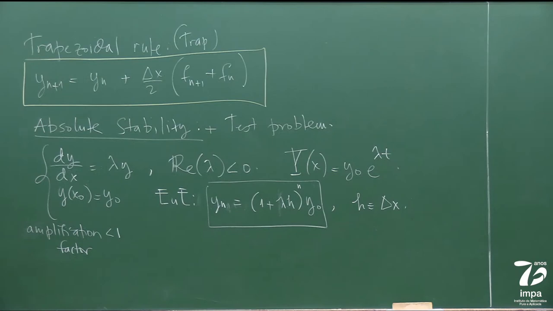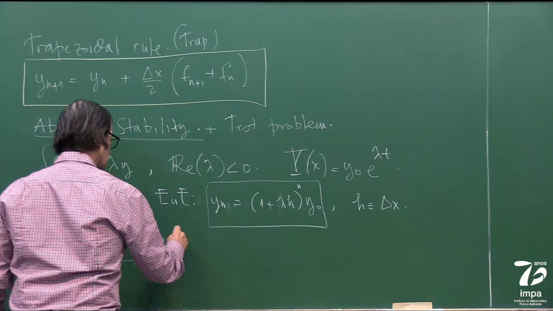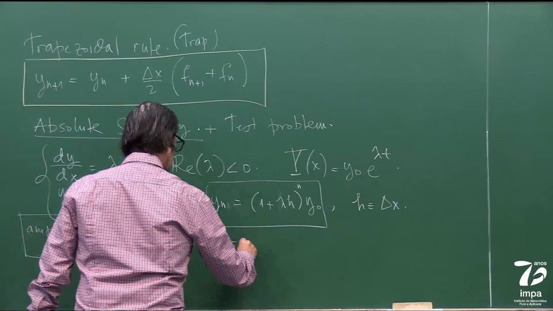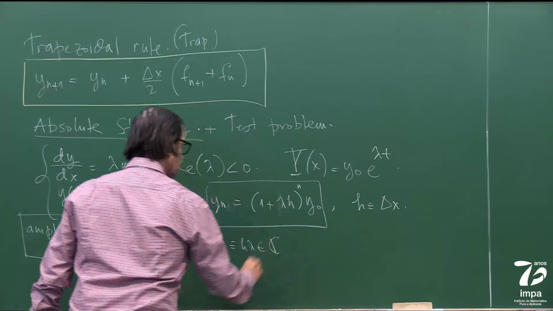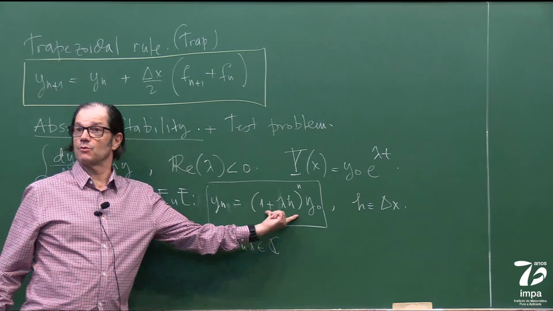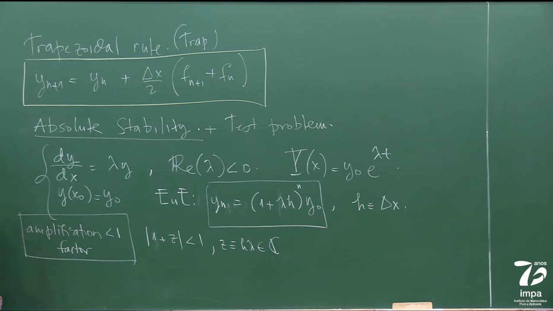Well, what is the amplification factor? It's this. I need to ask that the absolute value of 1 plus z be less than 1, where z is h lambda, complex. Because if the absolute value of this is less than 1, I take it to the n power, and it doesn't grow. Because I know that my exact solution will not grow in time. Super simple. So this is called the amplification factor. In mathematics, we abuse the language: if the amplification factor is smaller than 1, it's actually a contraction factor. If it's bigger than 1, it's an instability.